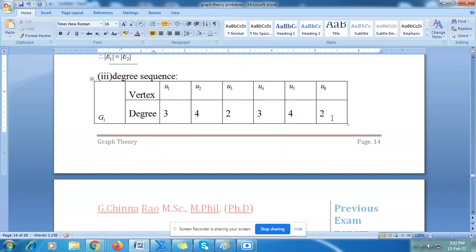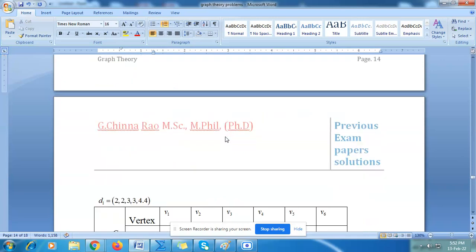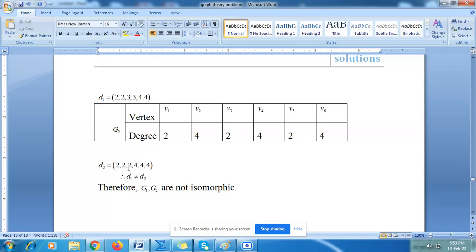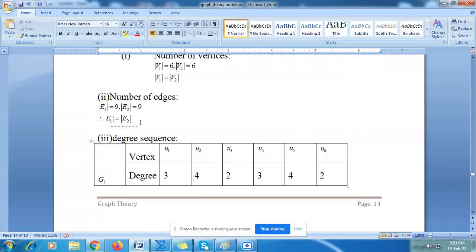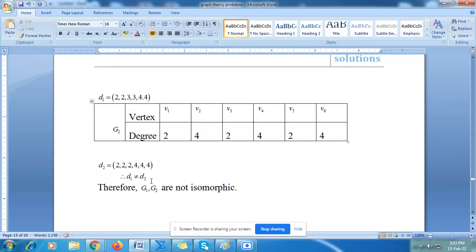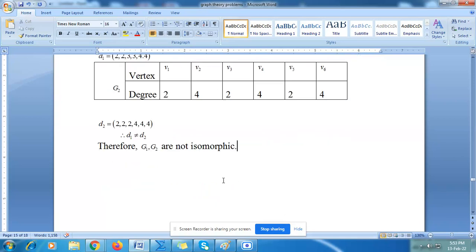Writing in increasing order, the degree sequence of graph 1 is 2, 2, 3, 3, 4, 4, and the degree sequence of graph 2 is 2, 2, 2, 4, 4, 4. So observe that the degree sequence in graph 1 is not equal to the degree sequence in graph 2. Therefore, G1 and G2 are not isomorphic. Thank you very much.